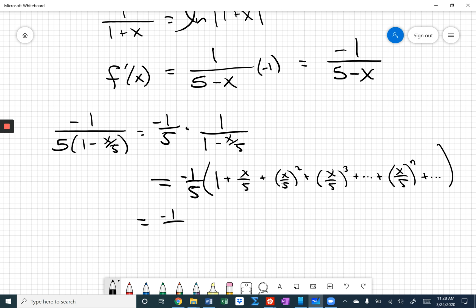1 over 1 minus something is 1 plus something plus that something squared plus that something cubed plus dot dot dot plus that something to the nth power plus dot dot dot. And so let's not worry about this just yet. Let's do a little bit of the algebra first. You could simplify in one step. Many of you could. Most of you could. Maybe all of you could. But just to be safe, let me not jump the gun here for anybody.